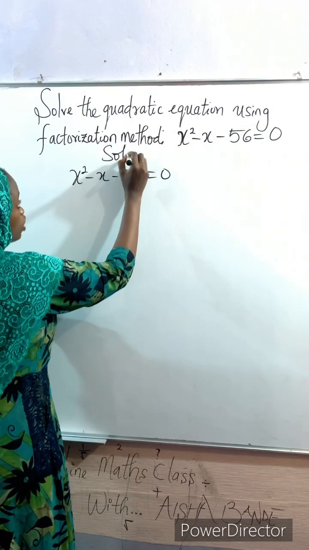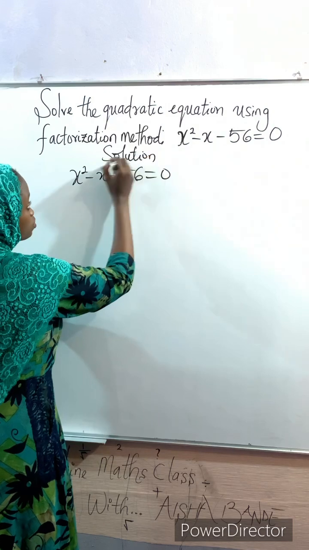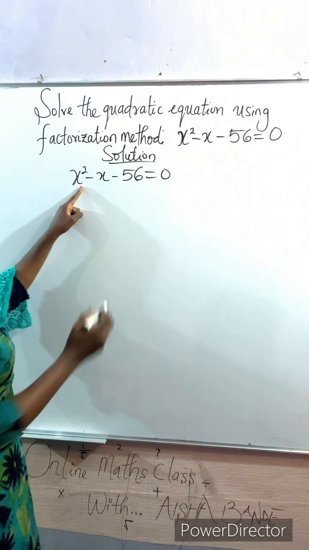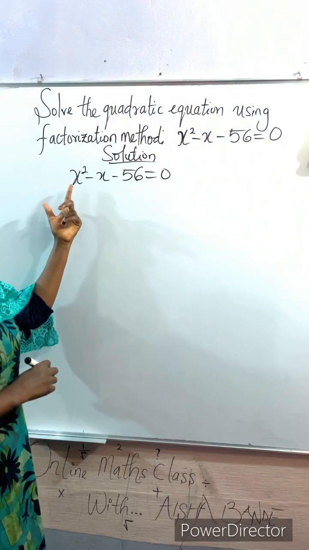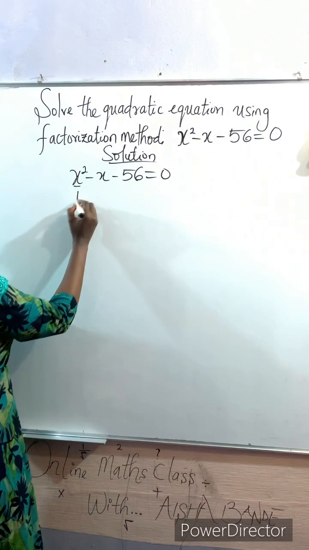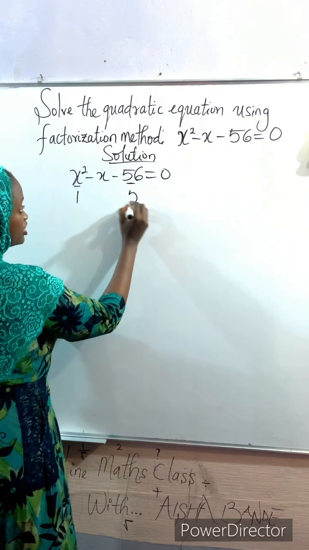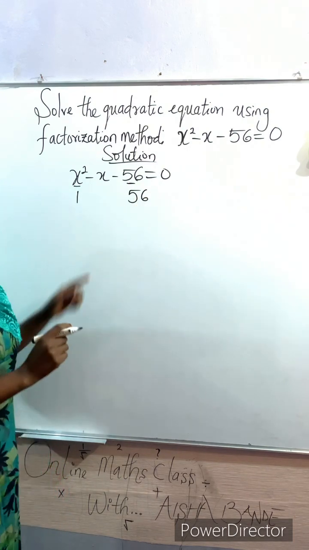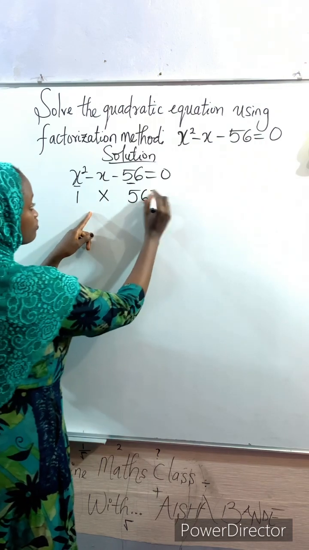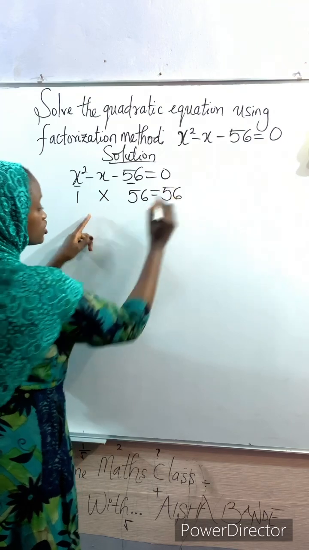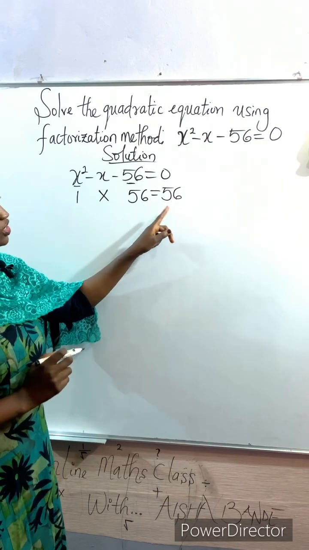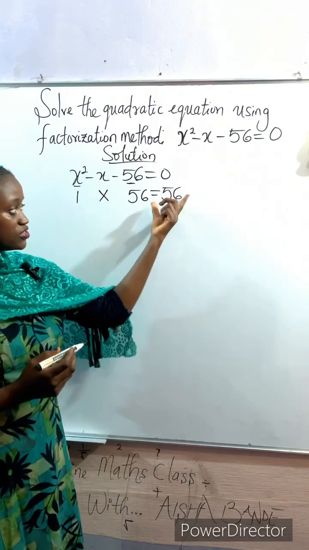Okay, so solving this, the first step, what we have to do is to take the coefficients of the first and the last number. So from here, we take the coefficients of the first and the last value. So the coefficient here is 1, while the coefficient here is 56. So all we need to do from here is to multiply the two coefficients, which is 1 times 56, which gives us 56. So from this step, we get two numbers in which when we multiply them gives us 56.